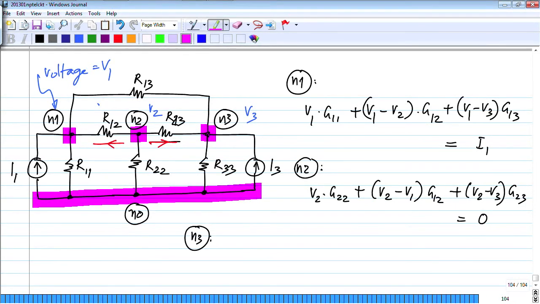And finally at node N3, I have the current through R33, which is V3 times G33, plus the current through R23. Again, I will take it flowing away from node N3, that is, I will look at the current in this direction, and that would be V3 minus V2 times G23.